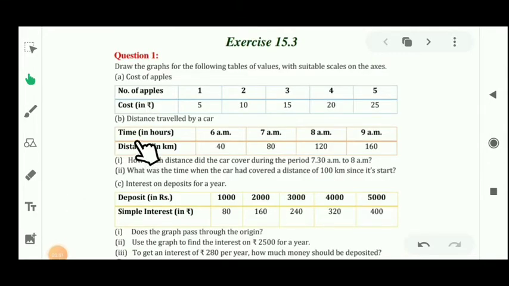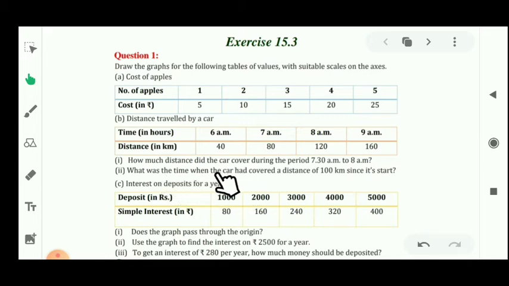Now, student, let's see the B part. In the B part, the distance travelled by a car is given, time and distance. Times are 6 am, 7 am, 8 am and 9 am, and the distance is 40, 80, 120 and 160. After making the bar graph, you have to find out the answer of these questions.